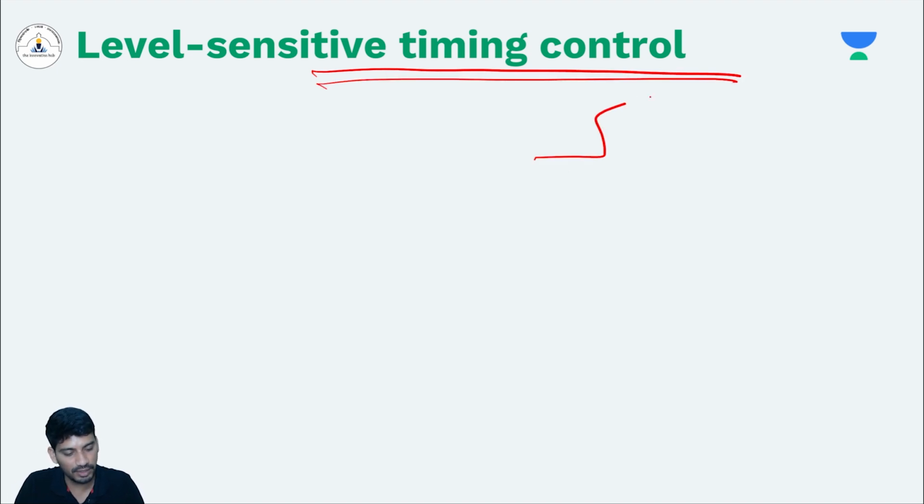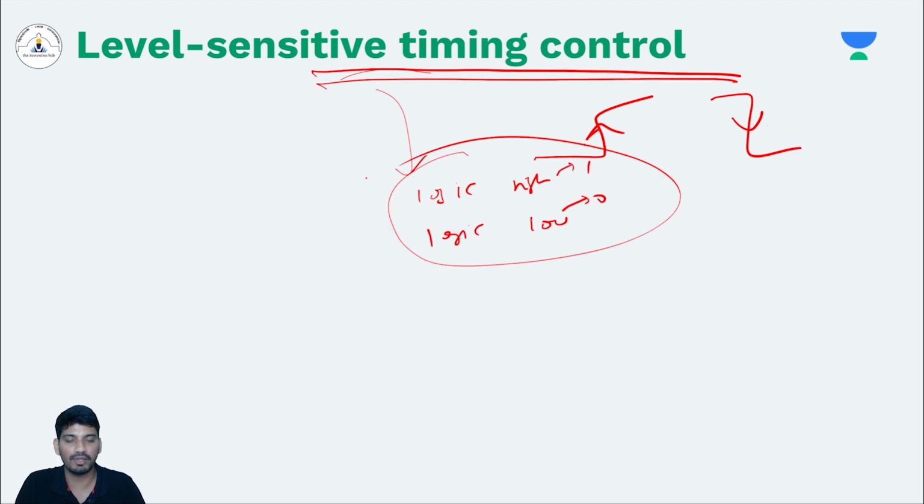Now finally we will see what level sensitive timing control is. Till now we have seen the edge based, whether positive edge or negative edge. You can do the level sensitive also, whether logic high, that is logic 1, or logic low, that is logic 0. Level based also you can control. So let's take an example. In the level based, we will use a keyword called wait.